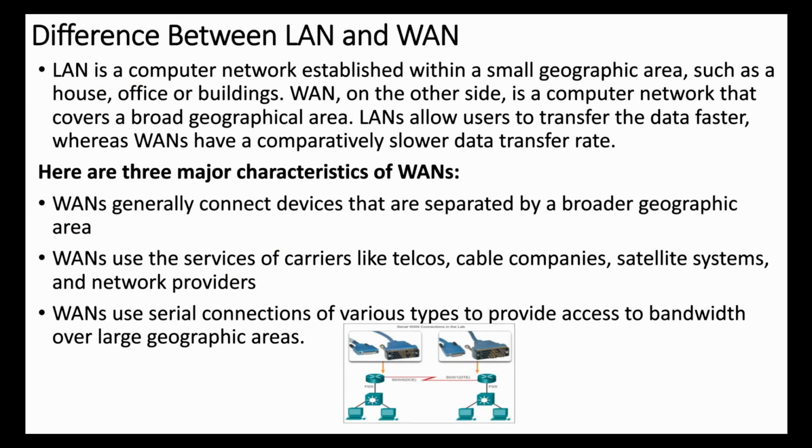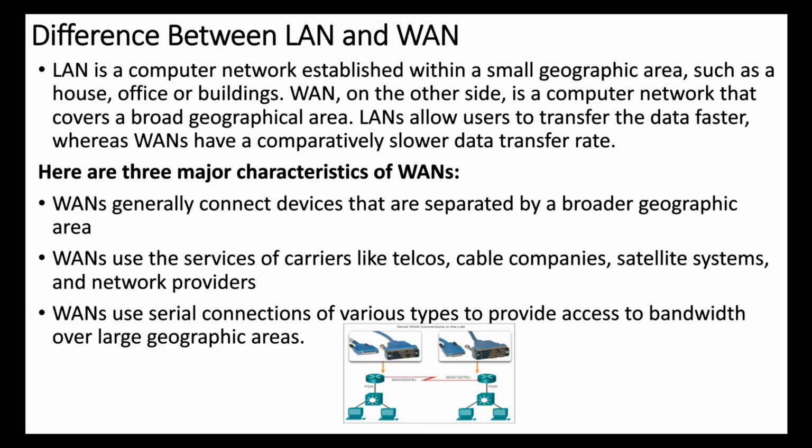We'll understand the difference between LAN and WAN. LAN is a computer network established within a small geographic area, such as house, office buildings. So basically, let's say that you have a router in your home, and that router is having 4 to 5 ports. All those 5 ports are connected to computer, laptop, printer, and Xerox machine. So this is called as LAN because it is locally located in your area, local area network.